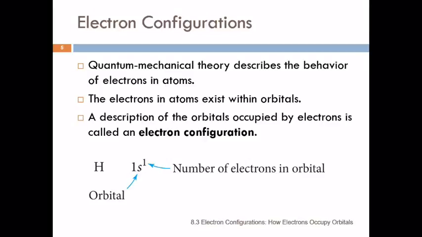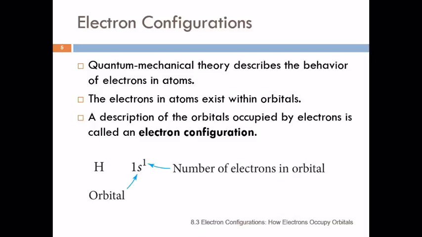So, electron configurations. In order to understand how quantum mechanics helps to explain the periodic table patterns, we need to look at how the electrons are arranged in the different elements. Quantum mechanics describes the behavior of electrons in atoms, and we've already had an introduction to quantum mechanics.